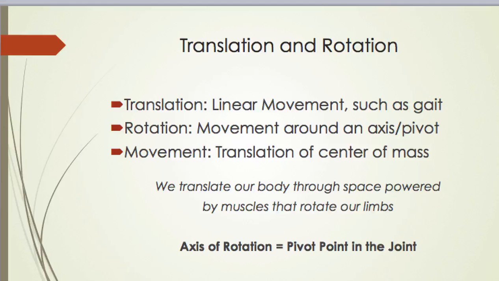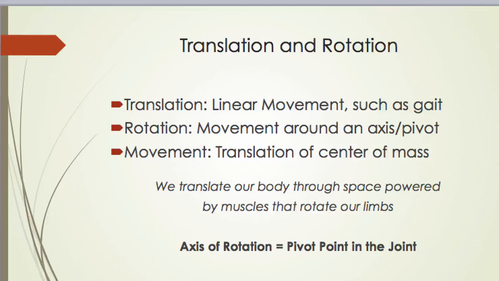So there are some definitions we're going to talk about in this first chapter, and the first of that is translation versus rotation. Translation is simply the movement of a body part or the body as a whole in a line. So for example, if we walk down the street in gait, our whole body translates forward or backwards or sideways. This is accomplished through the rotation of movement at the joint. So rotation is defined as the movement around a joint at its axis of rotation or pivot point. So that movement is the translation of center of mass.